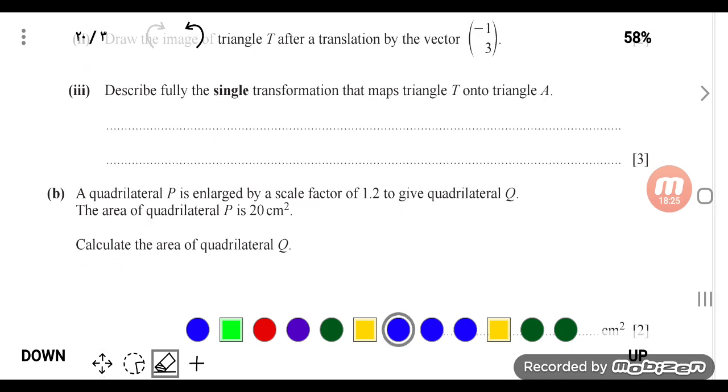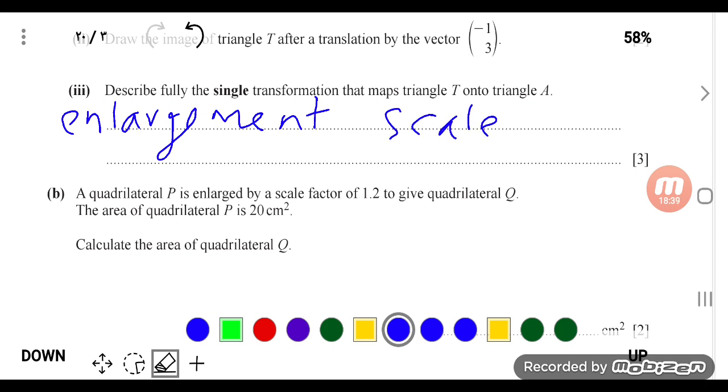So you have to say enlargement, scale factor, -1.5. Whenever the center of enlargement is between the object and the image, the scale factor is negative.